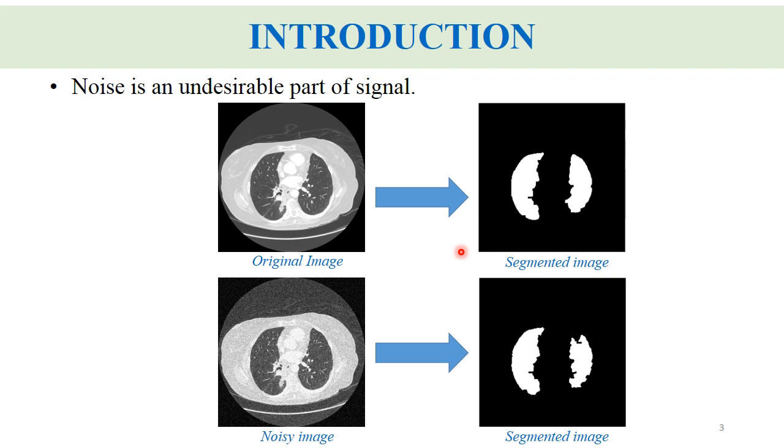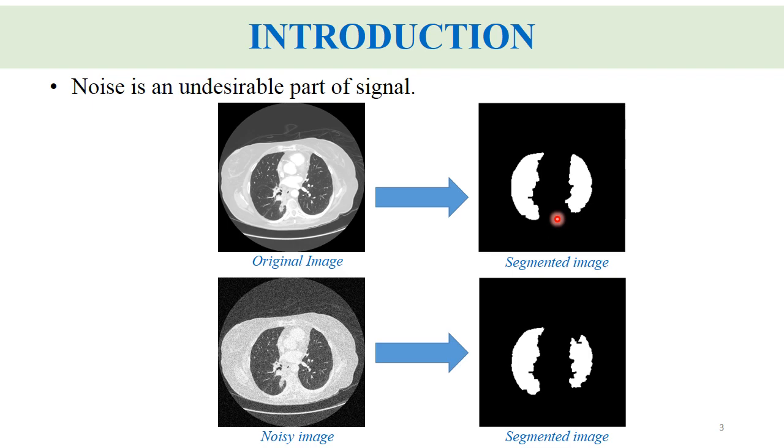For example, here a concept of segmentation is presented. An original image without noise has been taken. After segmentation, this is the result we have got. This is the desired result. Noise has been added, and then for the same image the segmentation is performed, and here a lot of information has been lost, and we can identify that by comparison itself.